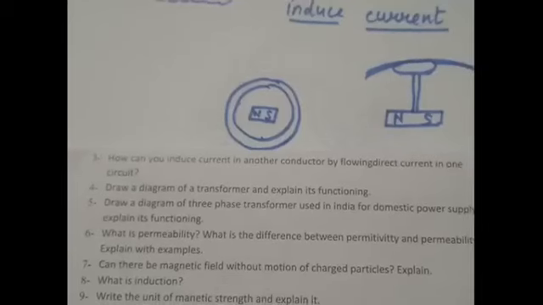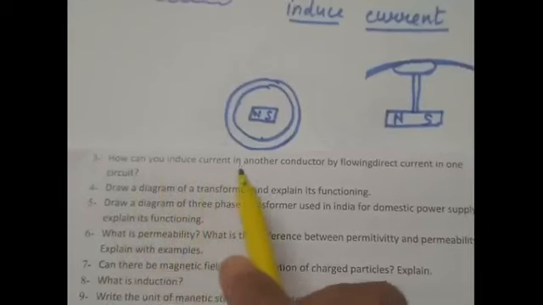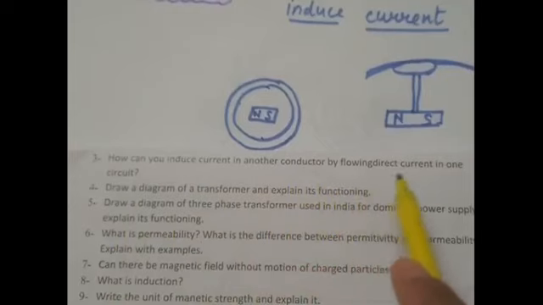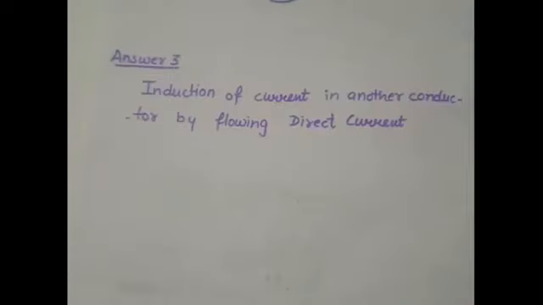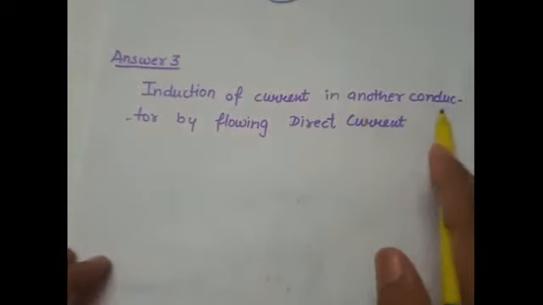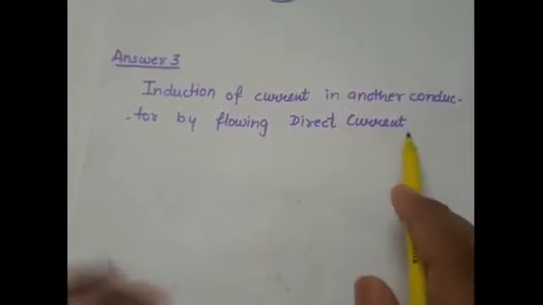Question number 3 is, how can you induce current in another conductor by flowing direct current in one circuit? So here, as the answer to the third question, we have the induction of current in another conductor by flowing direct current in one circuit.